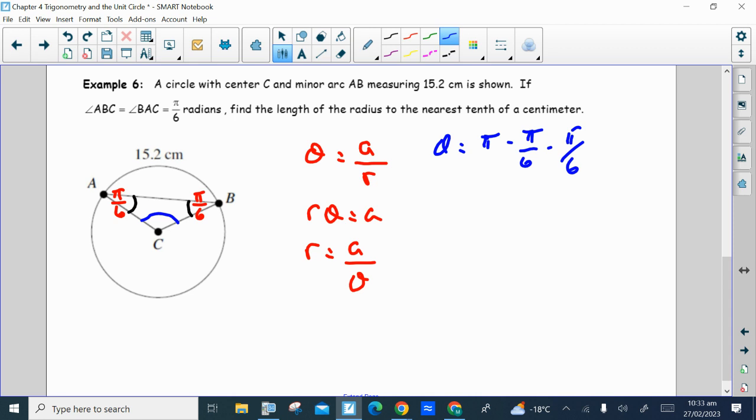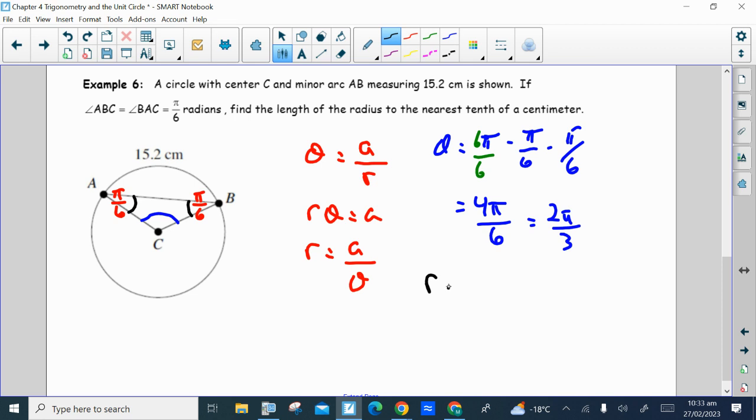Three angles of a triangle always add up to 180 degrees, which is also pi radians. So I would write pi with a denominator of 6. That would be 6 pi over 6 minus 2 pi on 6's leaves us with 4 pi on 6's, or 2 pi on 3's. There's the measure of the central angle. The angle at C would be 2 pi on 3.